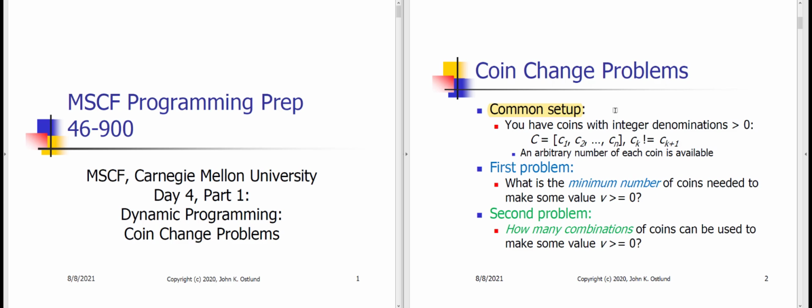Now, the first problem, or one of the two problems, maybe I should have called these problem A and problem B, I don't know. One form of this problem is to find the minimum number of coins from the set of coins that's available in order to make some value of change that is greater than or equal to 0. And the other kind of problem is to figure out how many different combinations of coins can be used to make some value of change.